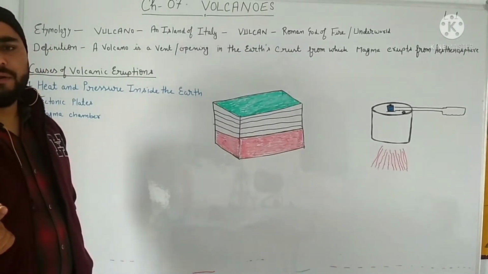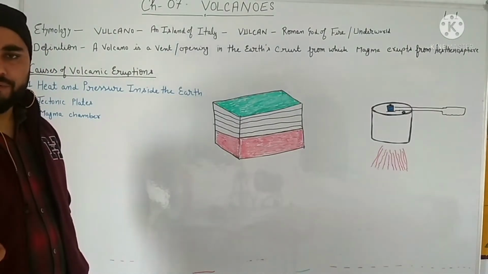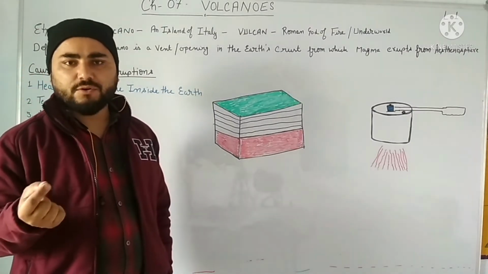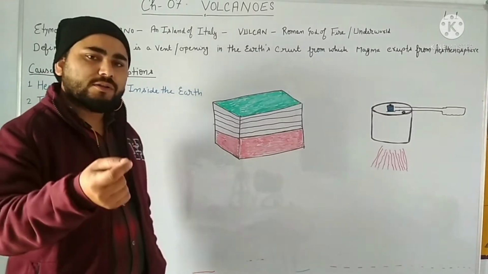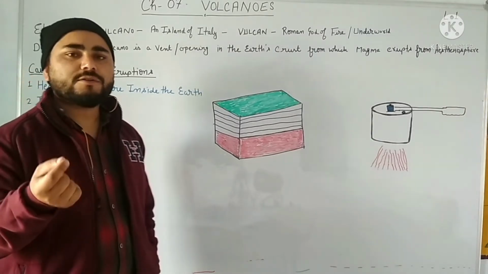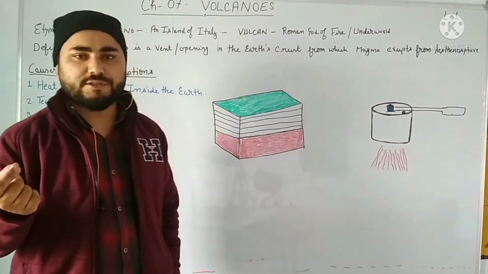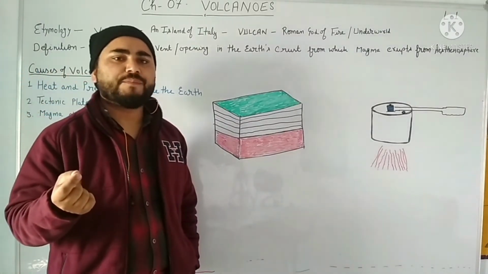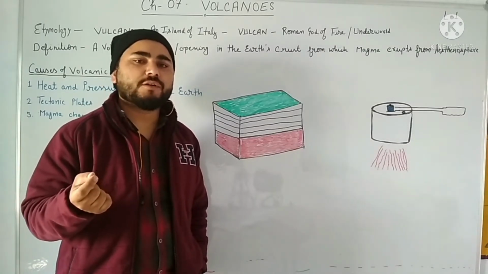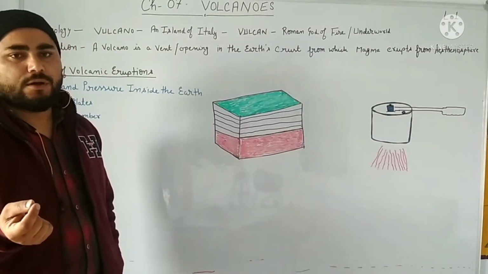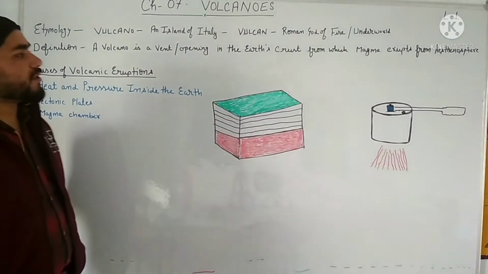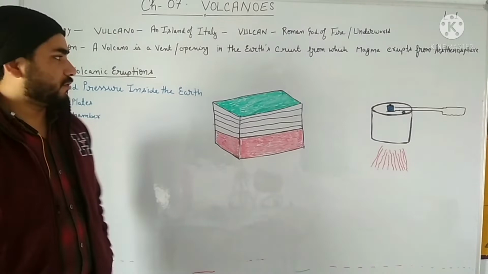It is just an opening or a vent in the crust of the earth from where the hot material, which is called magma inside the earth and lava on the surface of the earth, erupts out because of some endogenic processes or endogenic reasons, maybe pressure, heat, or several other reasons. It comes out on the surface of the earth. That process is called volcano. So a volcano is a vent opening in the earth's crust from which magma erupts from the asthenosphere.